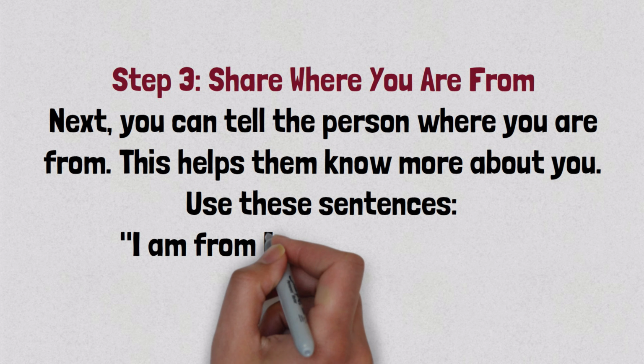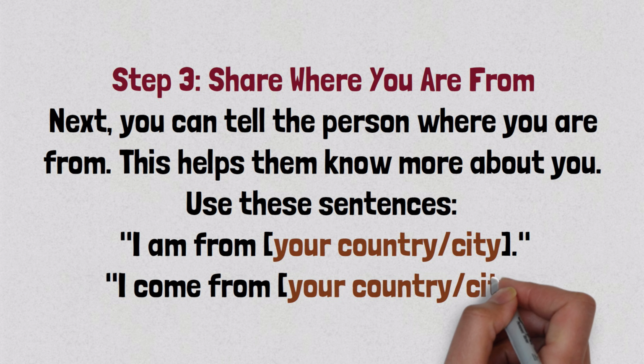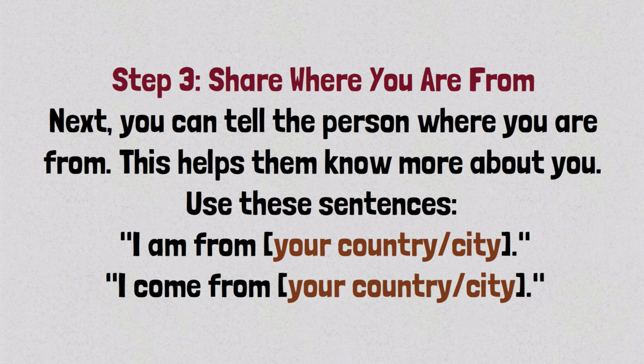Step 3. Share where you are from. Next, you can tell the person where you are from. This helps them know more about you. Use these sentences. I am from [your country or city]. I come from [your country or city]. Examples. I am from Pakistan. I come from New York. You can also add more details. I am from Japan, but I live in Canada. I'm from India, a city called Delhi.